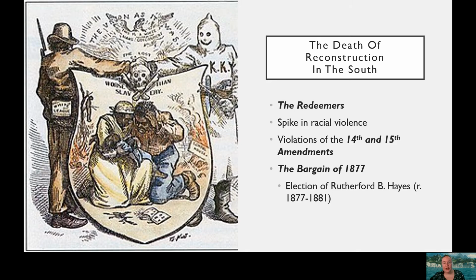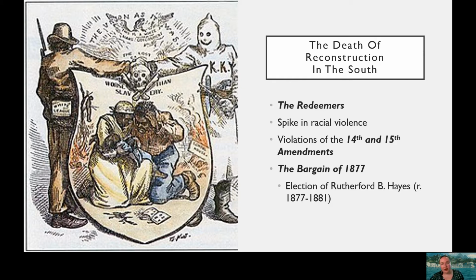What finally ends up killing Reconstruction is the rise of a group called Redeemers. Okay. The Redeemers were a group that felt that it was their duty to rescue or redeem the South. In particular, they were identified as Democrats in opposition to Republicans who were associated very heavily with Lincoln and the North and the Union and the Civil War.